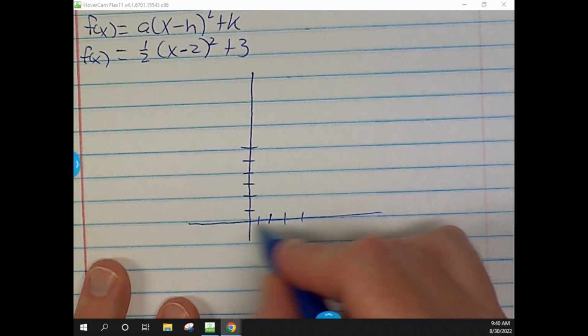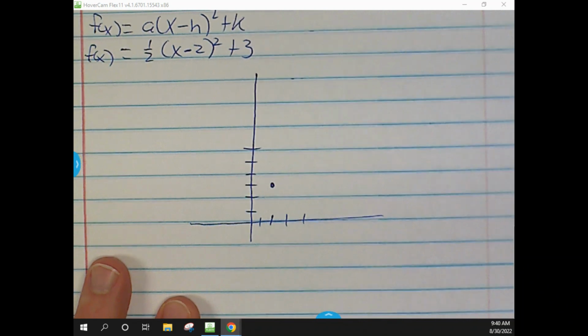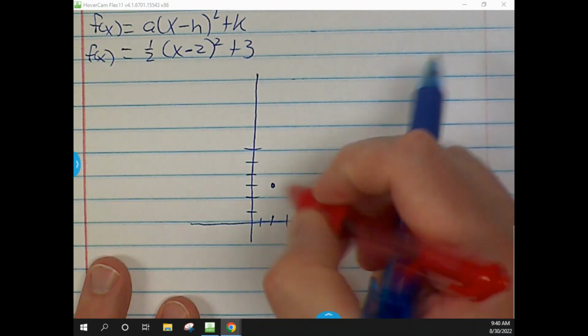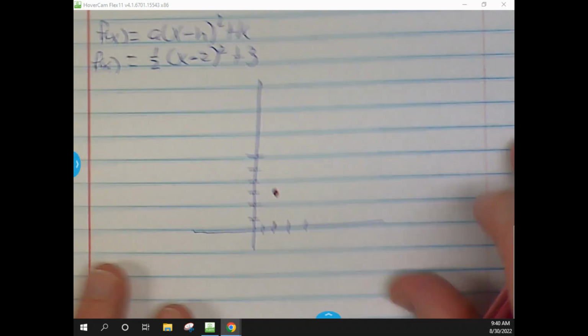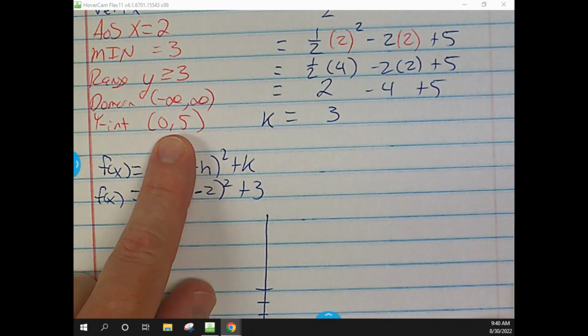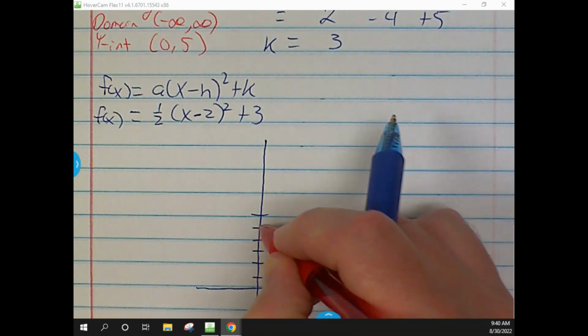All right, so if we go to 2, 3, there's our vertex there. Now the good thing on this one is, and this is where if you're doing this one on MathXL, because you know the y-intercept is at 0, 5, you don't technically have to plug in a value, but we're going to do it anyway. 1, 2, 3, 4, 5. That would put us here.